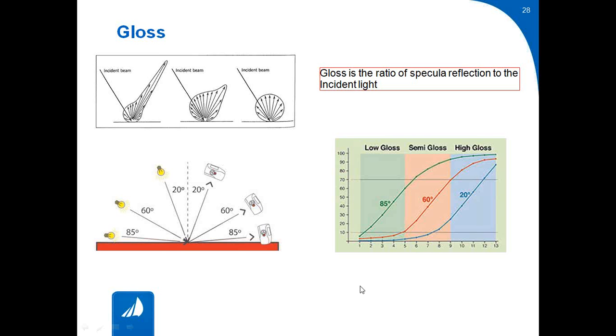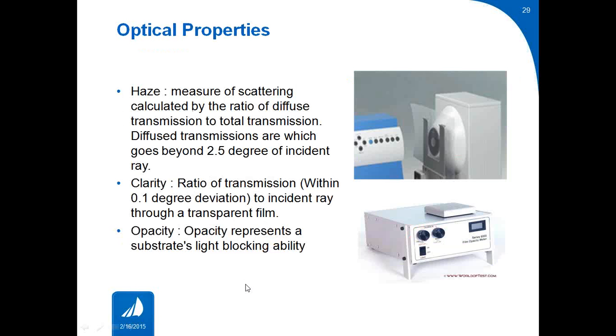So the values of gloss are always accompanied by the testing angle, 85 degrees, 60 degrees or 20 degrees. The very high gloss materials are normally declared in 20 degrees. For standard material, the first test one should do is at 60 degrees. So that was gloss. Then haze.